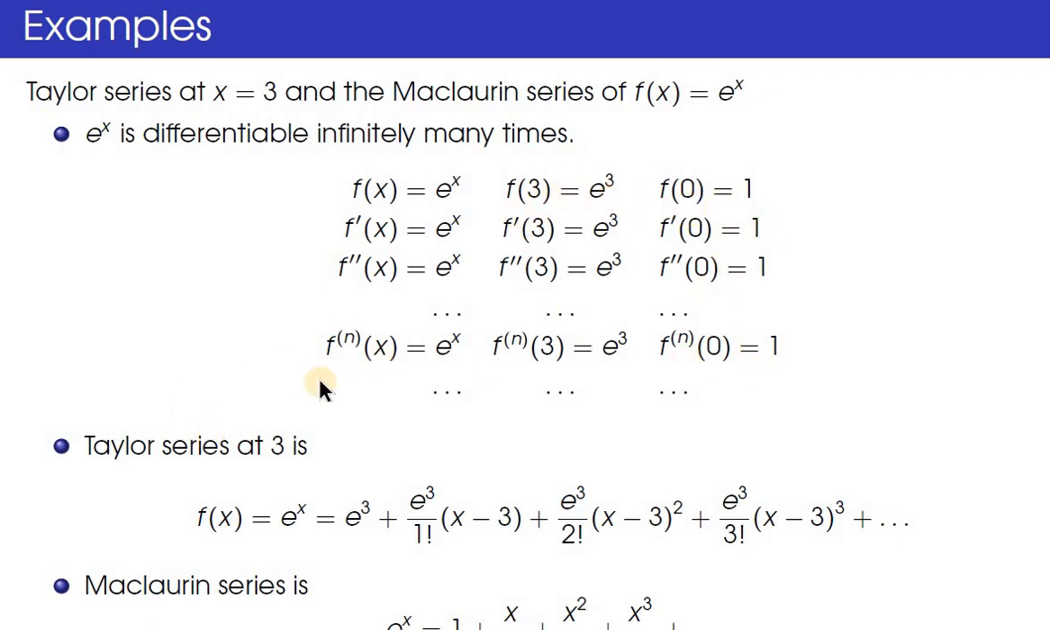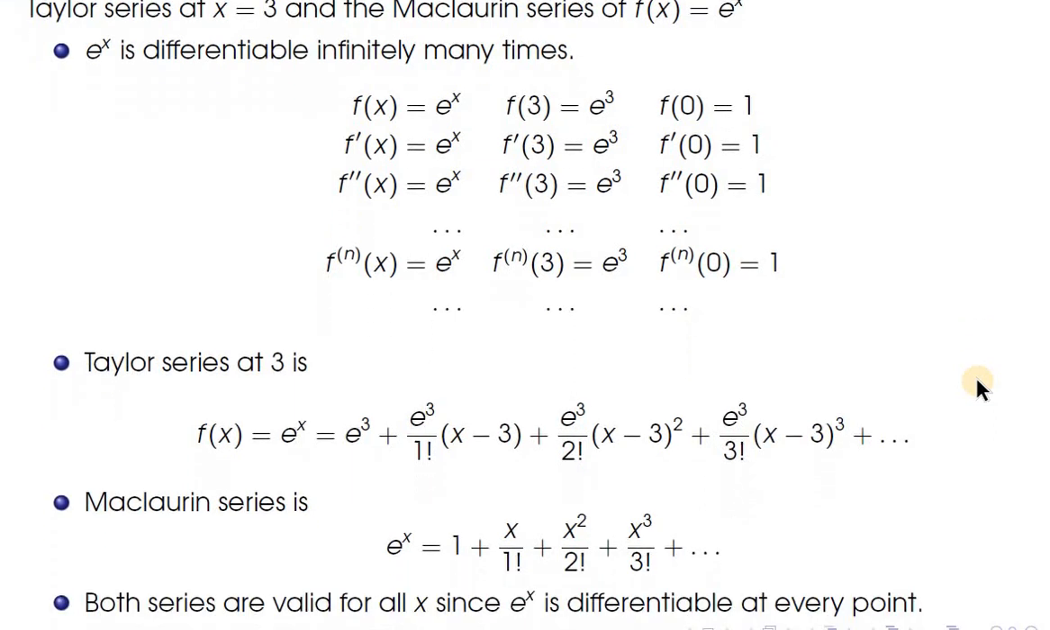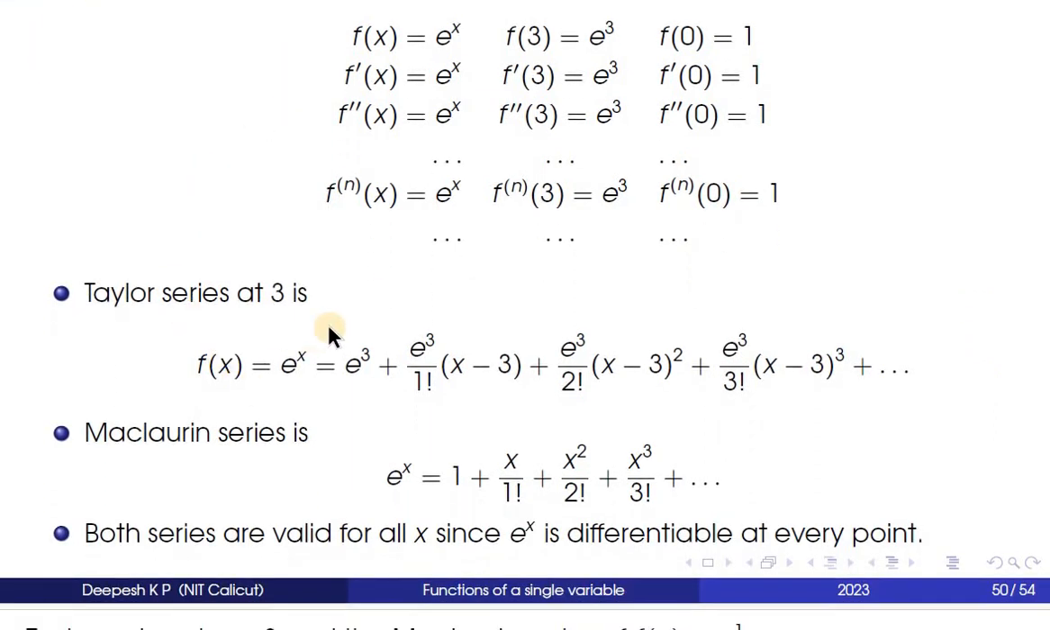So the Taylor series expansion of this particular function at 3 is f of x equal to e raised to x, which is equal to f of 3, that is e raised to 3, plus f dash 3 by 1 factorial, which is also e raised to 3 by 1 factorial, into x minus 3, plus f double dash 3 by 2 factorial into x minus 3 whole square, plus etc. So this is the Taylor series expansion of e raised to x at the point 3.